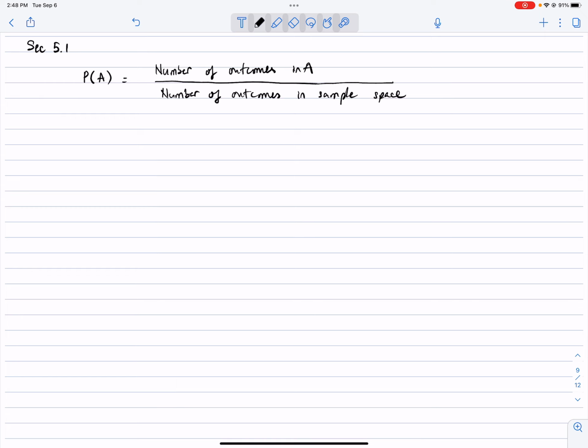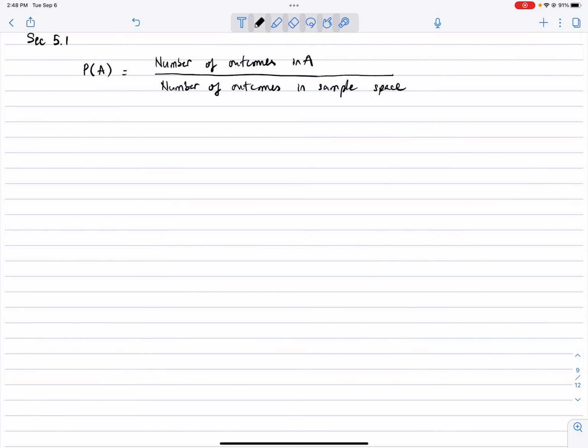Now, for example, we have the homework problem number 13 to number 18. So in problems 13 to 18, it said that assume that we have a fair die and we roll a die. So when you roll a die, the sample space is the outcome that we get. So we may get 1 or 2 or 3 or 4 or 5 or 6, and there are 6 outcomes.